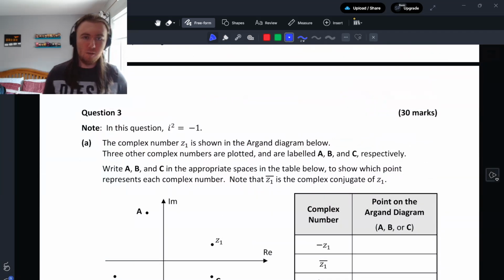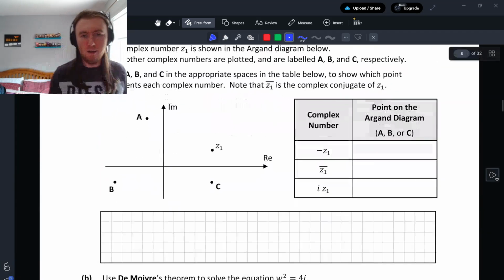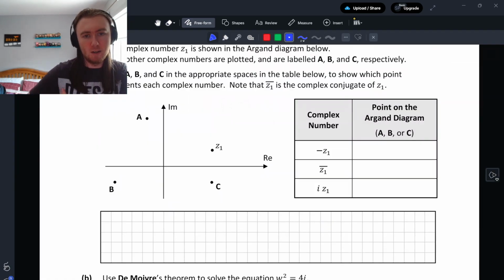All right, question 3, complex numbers. Unfortunately, I've already done this, so I kind of know which one's which. C is the conjugate. I, you just rotate, so that's A, and then negative Z1 is B.